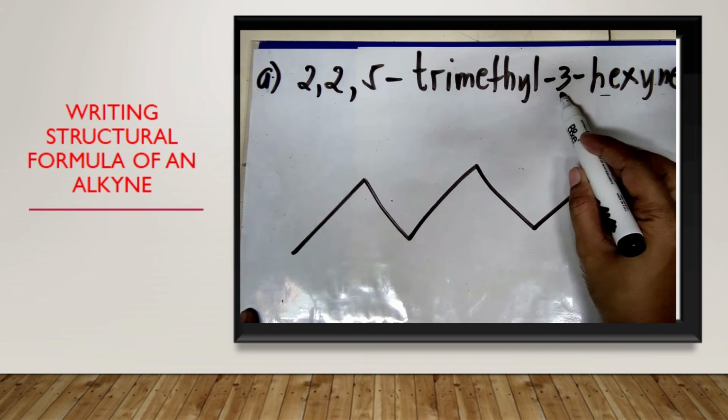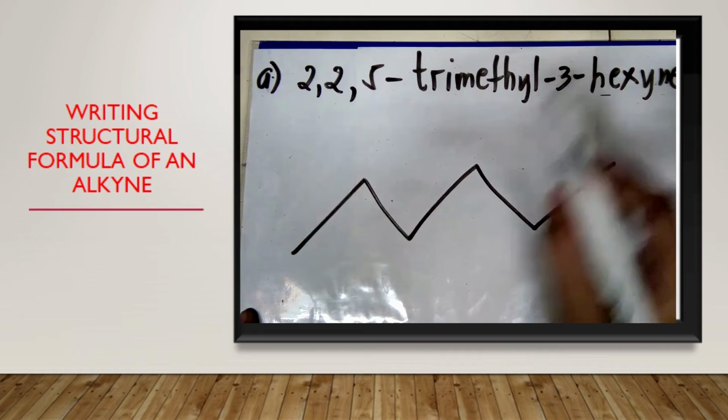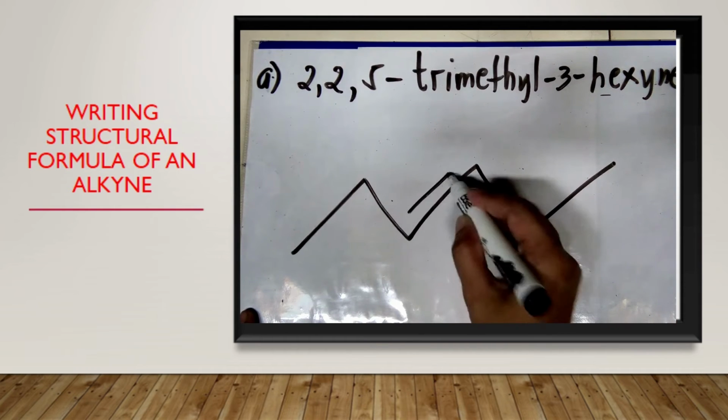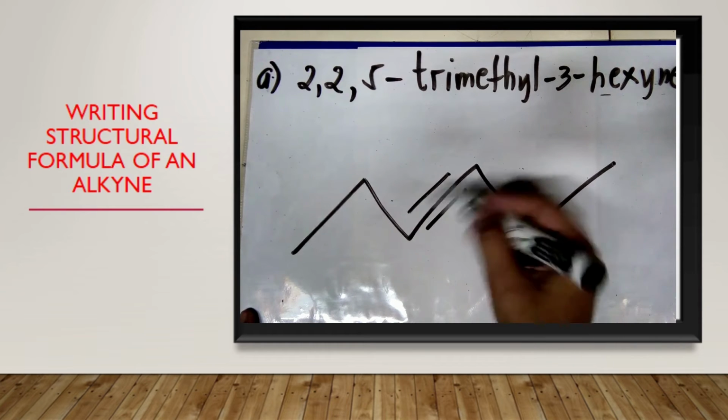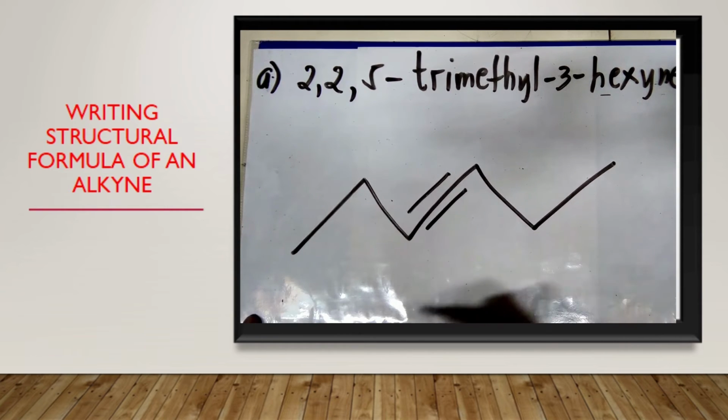And the triple bond is located, saan po makikita? Sa third carbon atom po nag-start. So 1, 2, 3. We have here the triple bond. Pwede rin naman tayo sa kabila. 1, 2, 3. So ganun din. It's just the same kahit saan tayo magsimula.